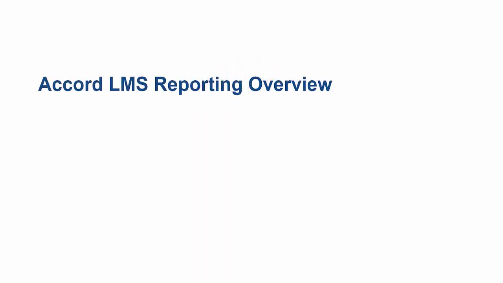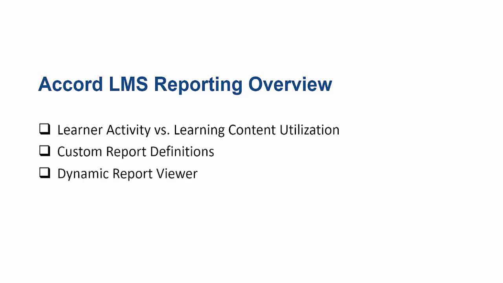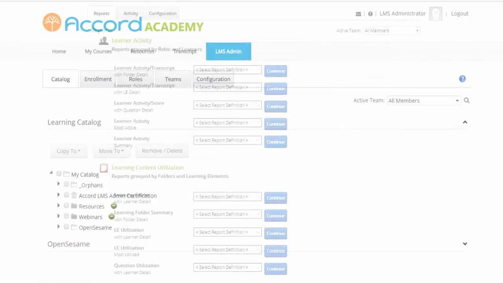This lesson will serve as an introduction to the Accord Learning Management System's powerful reporting features. Some of the concepts introduced will include learner activity reports and learning content utilization reports, custom report definitions, the dynamic report viewer, drill down reports, and automated report distribution. Let's take a look at those reports.